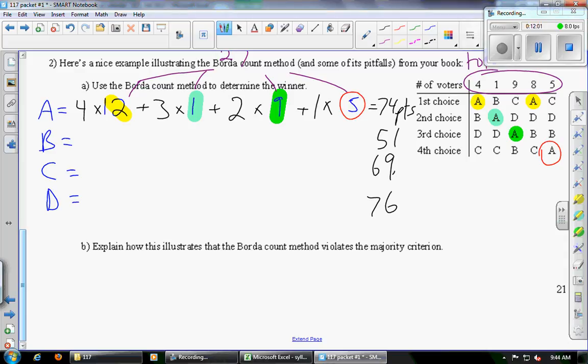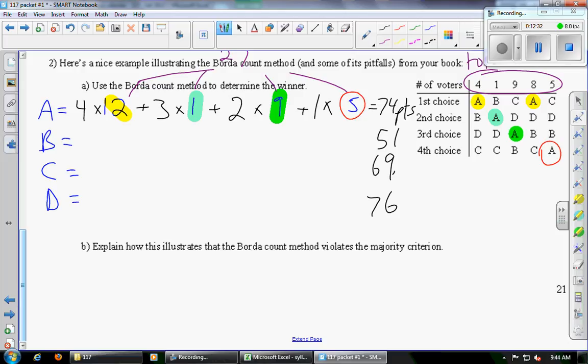So part B says, explain how this illustrates that the Borda count method violates the majority criterion. Okay, majority criterion is a new phrase for us, and again, it takes some time to get used to. But in plain English, the majority criterion says, if somebody has a majority of the first place votes, they should win. The majority criterion is not a way to decide who wins. The Borda count method is a way to decide who wins.